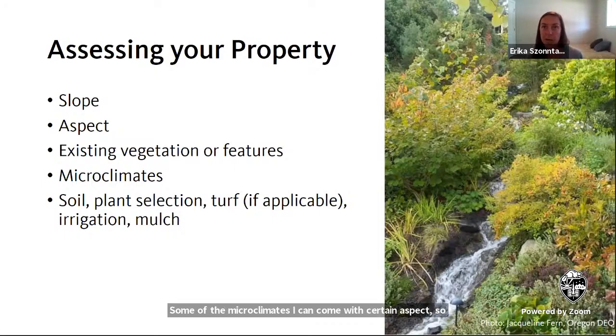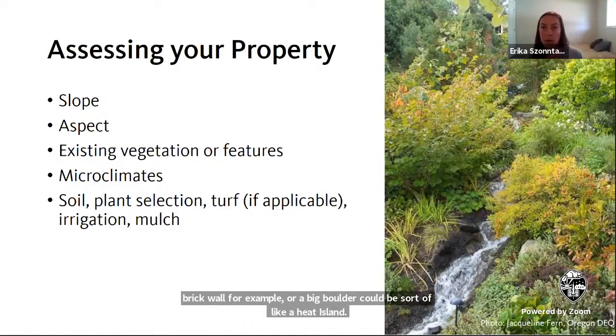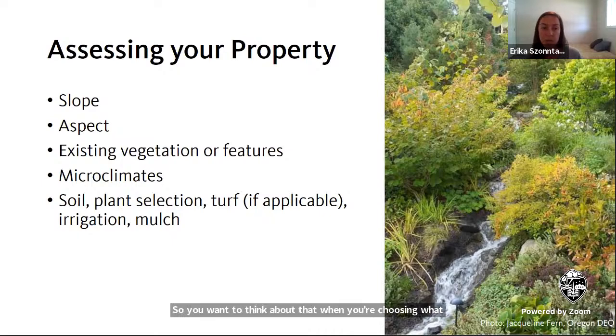So you may want to think about where on your property might be really hot, like a south-facing brick wall, for example, or a big boulder could be sort of like a heat island. So you want to think about that when you're choosing what kind of plants to use and where you want to put them. You'll also, of course, want to evaluate your soil to see what you have to work with. And you'll want to take a look at irrigation, if you're going to want to have supplemental irrigation, or if you want to try for a no irrigation design.